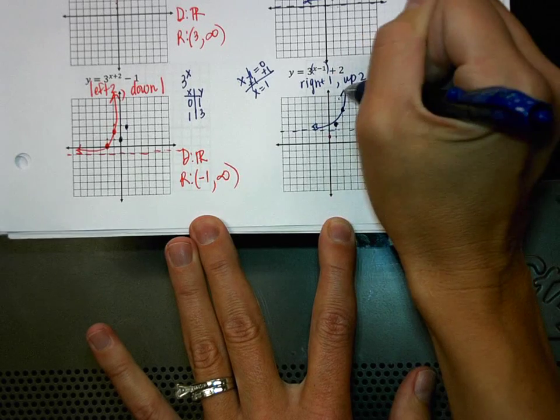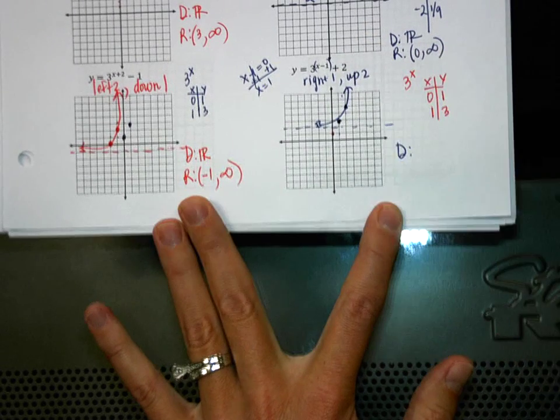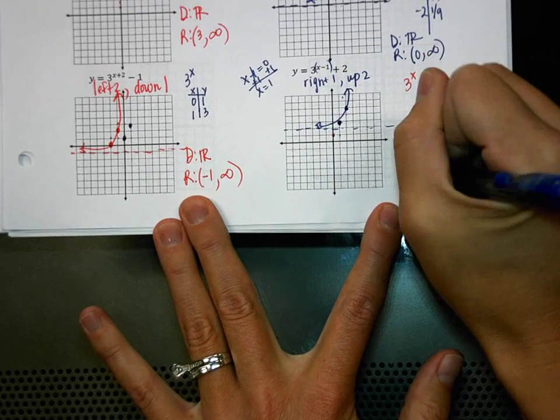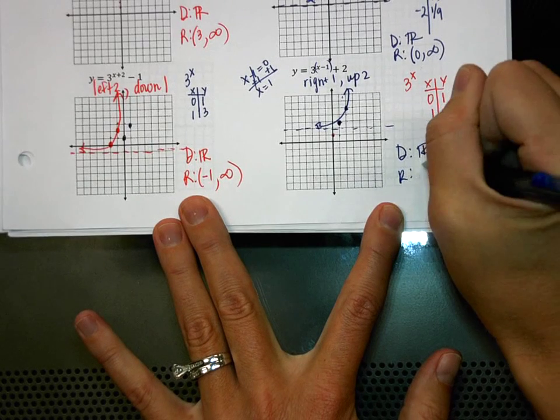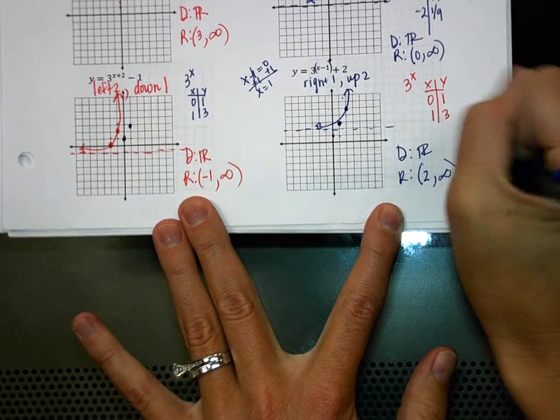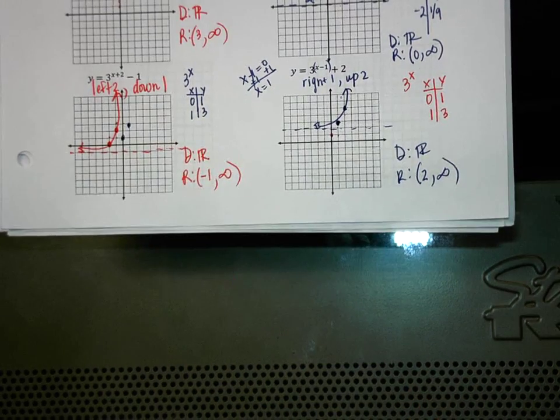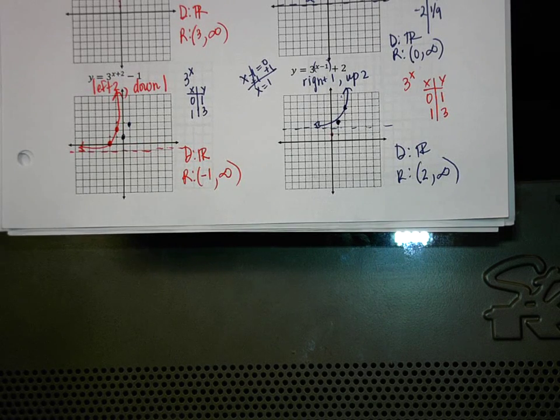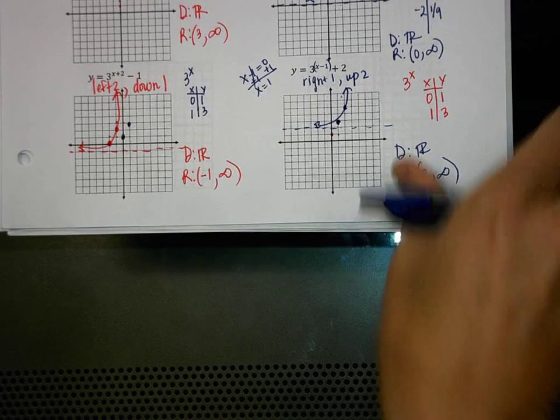So what would my domain be? Good. And my range is going to be? Good. 2, positive infinity. Questions before we move on? No? All right.